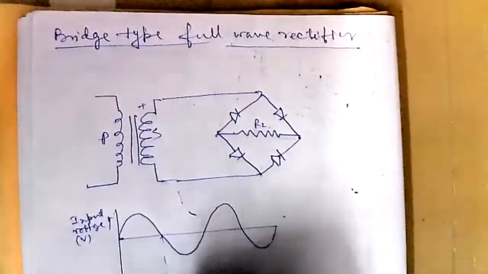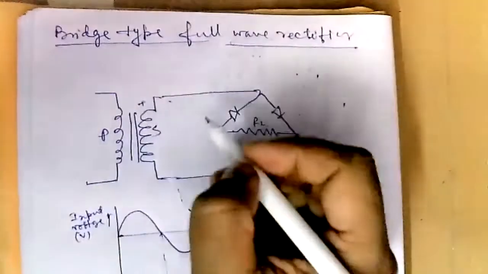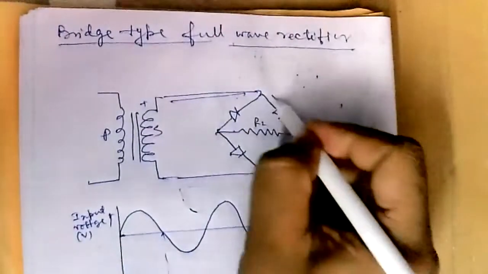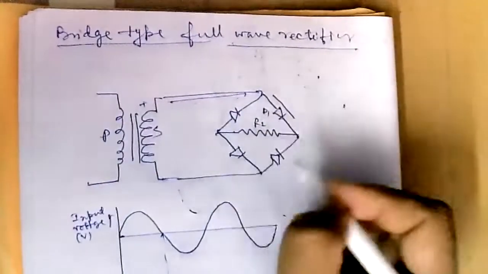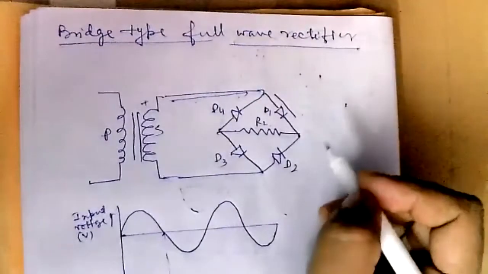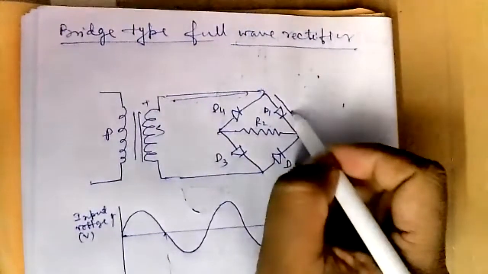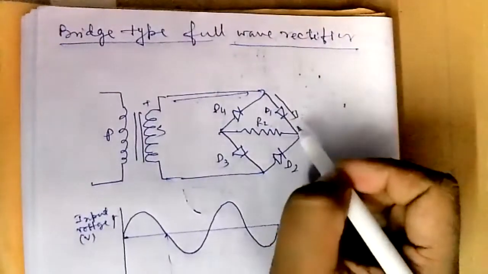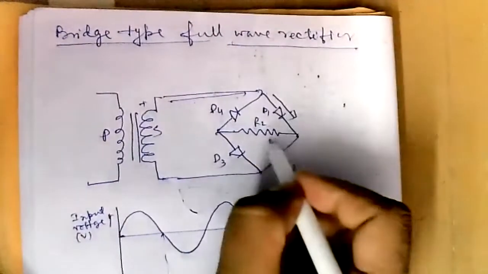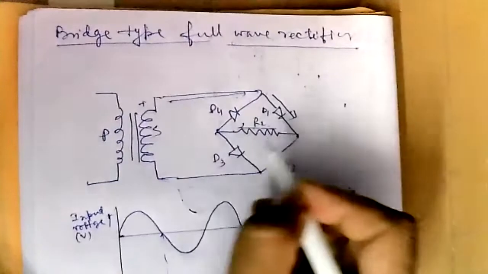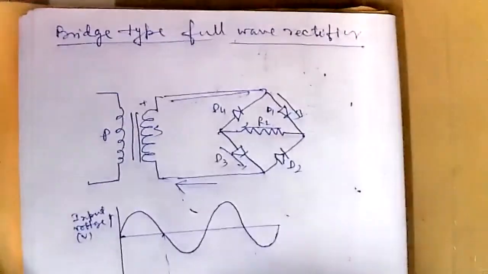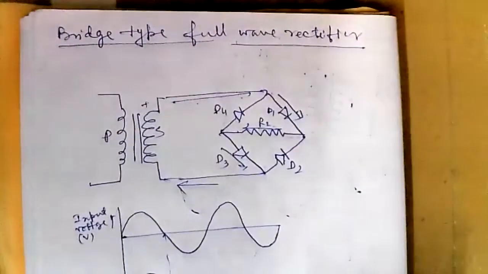So during the first half cycle, say the upper portion is positive, the current will flow in this way. Now this is N side, this is P side. So this diode, this is D1, D2, D3, D4. Okay. So this D1 will conduct, and D2 will not conduct. Current will come this way and flow through the RL in this direction, then come in this direction and return. So you will get voltage in the RL.